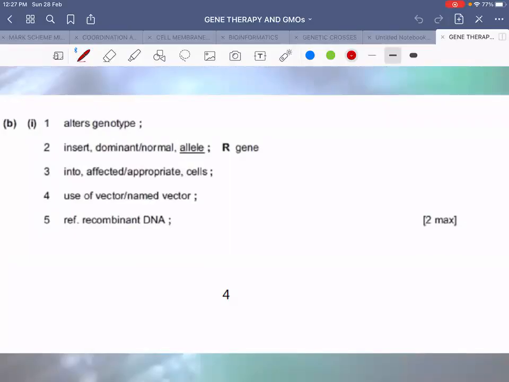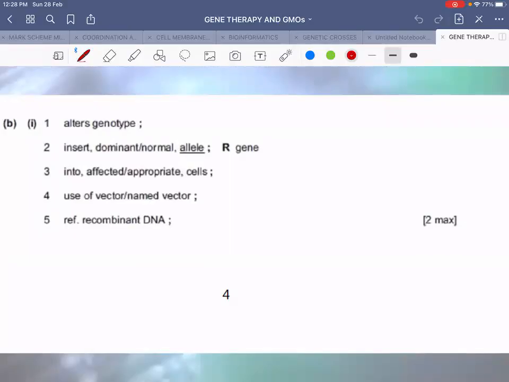Whenever the word recombinant comes into your mind, you should imagine a plasmid or a viral vector that is made up of DNA from at least two or more than two sources. So the therapy is meant to alter the genotype by inserting the normal or the dominant allele.